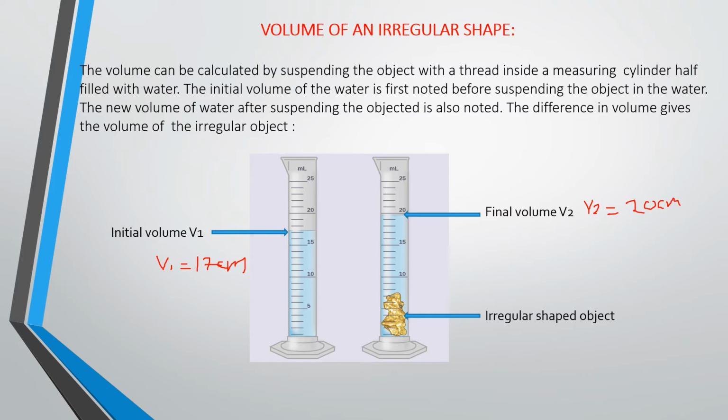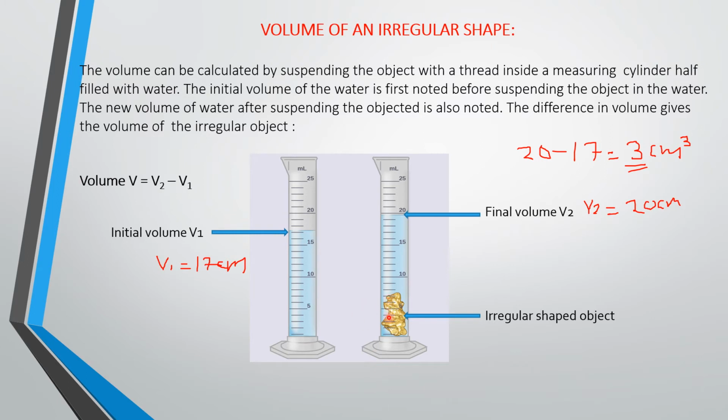So the volume of this irregular shape can be gotten from the difference between these two volumes. The difference is 20 minus 17, so that gives you 3 centimeters cube. So this is how to find the volume of an irregular shape.